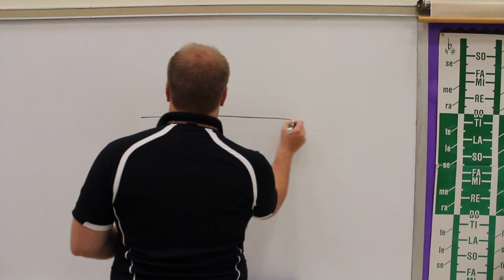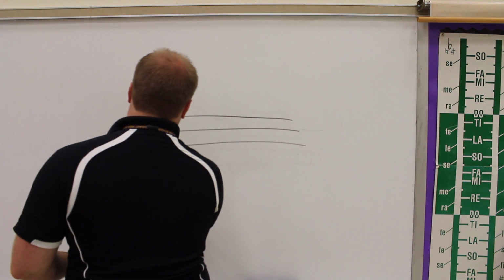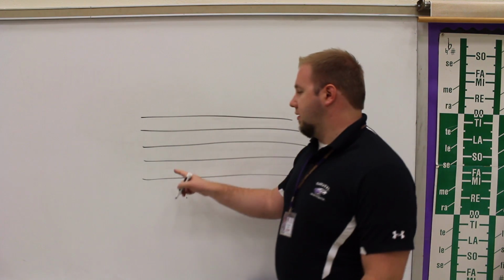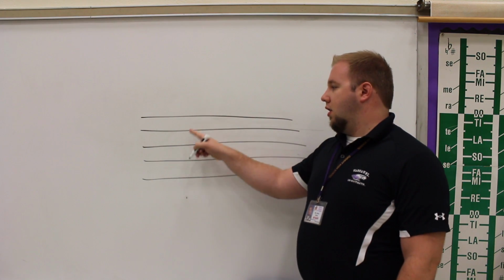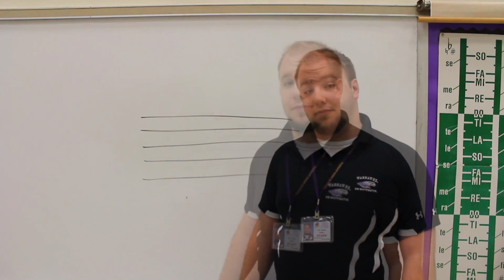So we have 5 lines. It's super easy to make. We have 4 spaces. So 5 lines, 4 spaces. So this is a staff.